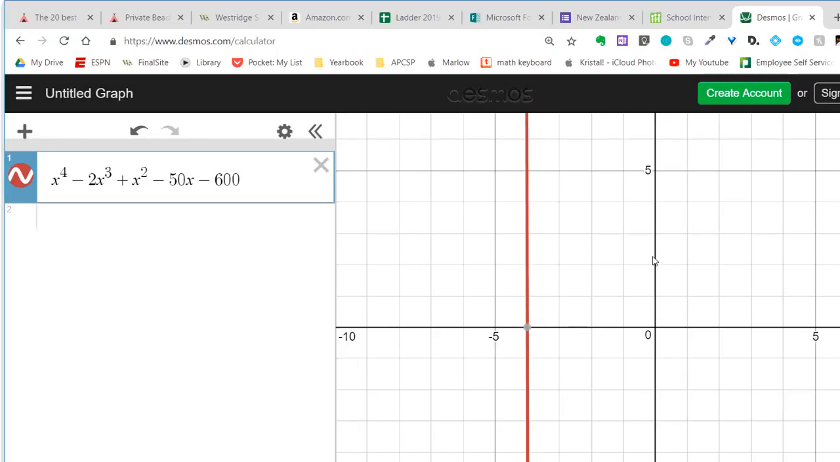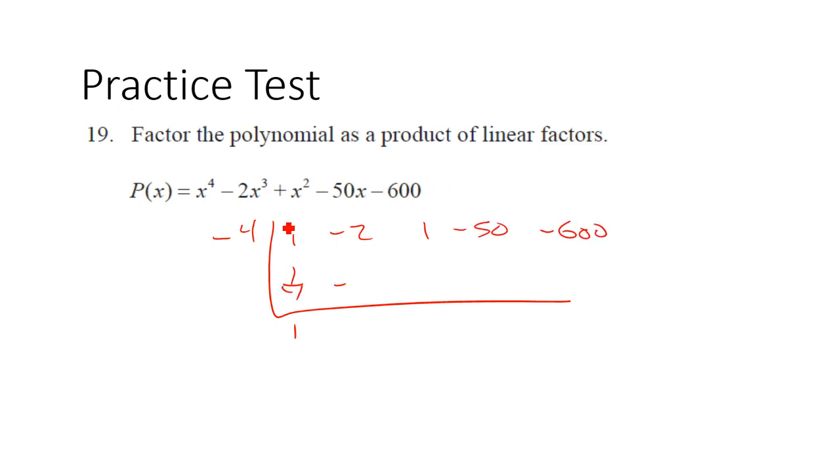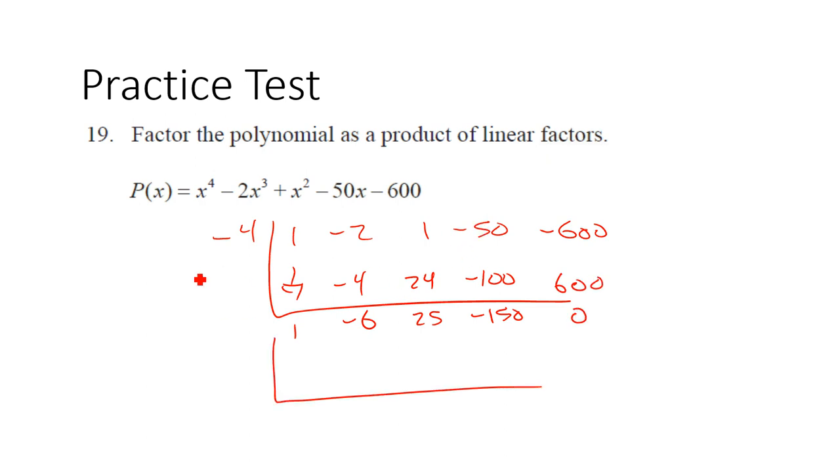All right, looks like negative 4 and positive 6 are our answers. So here we go: negative 4, 1, negative 2, 1, negative 50, and negative 600. 1, negative 4, negative 6, 24, 25, negative 100, negative 150, positive 600. Works out. Let's check the 6. 1 and 6 and 0 and 0 and 25, 150. It checks out. So we've got x plus 4, x minus 6, x squared plus 25.